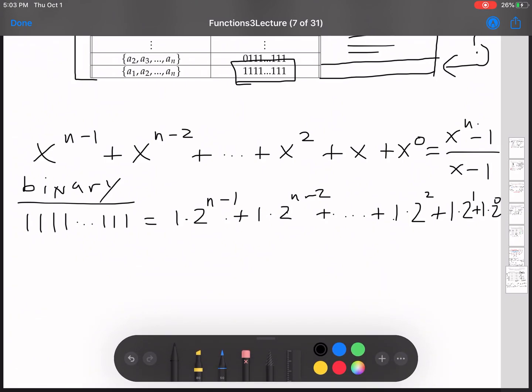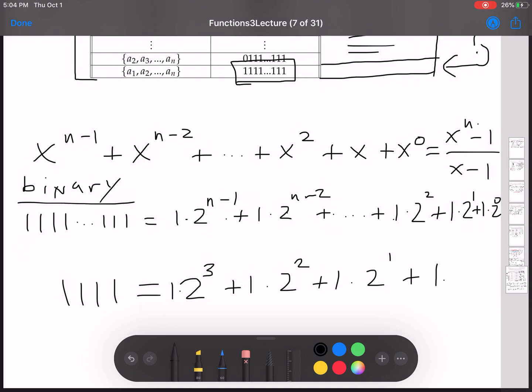Okay, just to jog your memory, remember when we did something like this? 1, 1, 1, what number is that? Actually we did this with 4 in the previous example, 1, 1, 1, 1. This is 1 times 2 to the 3rd, so you always go 1 down, right? Plus 1 times 2 squared plus 1 times 2 to the 1 plus 1 times 2 to the 0. Right, that was that number there. And that came out to 15. This was 8, 9, 10, 11, 12, 13, 14, 15.